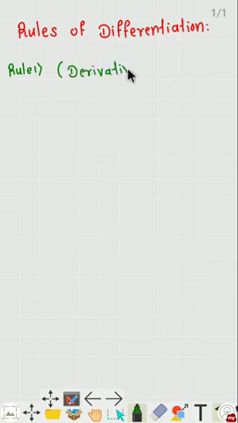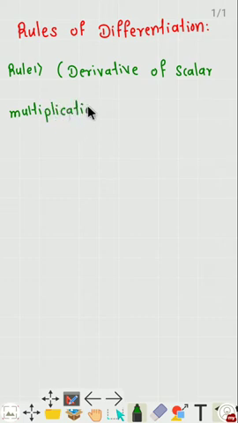Derivative of scalar multiplication. So we state this rule here now.